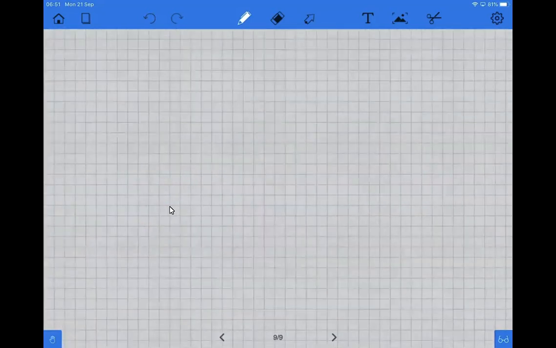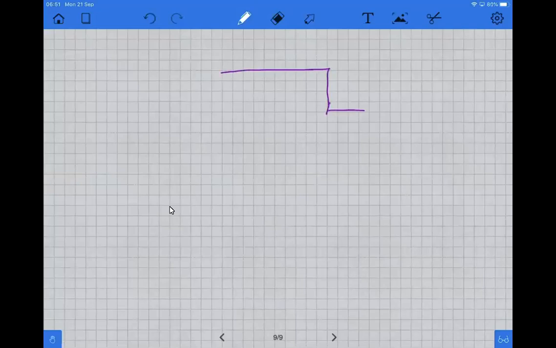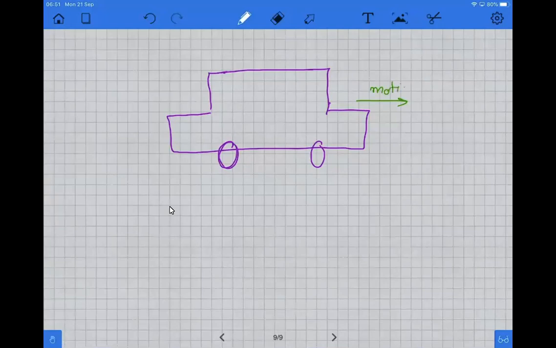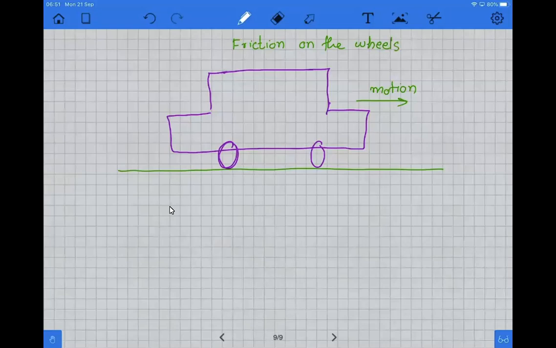And a very important thing is that if you have a vehicle moving in the forward direction, then if you want to draw friction on the wheels, for example, for this motion of the vehicle on the road, if you want to represent friction on the wheels, then friction on the wheels is interestingly in the direction of motion.